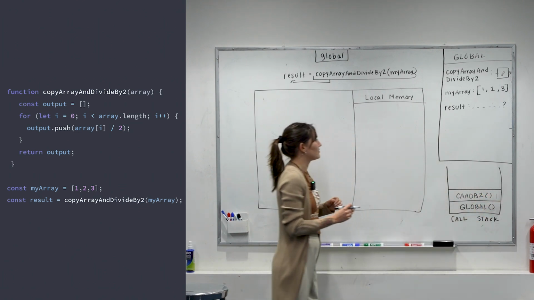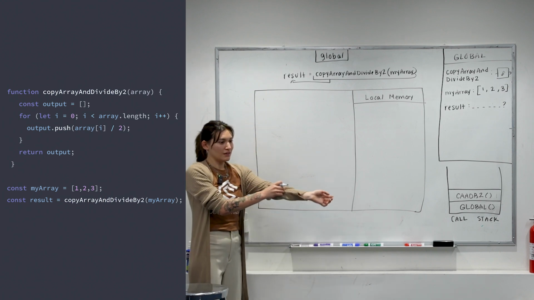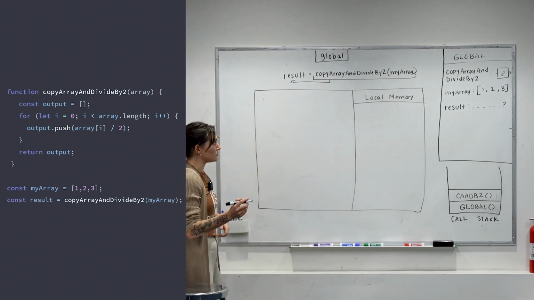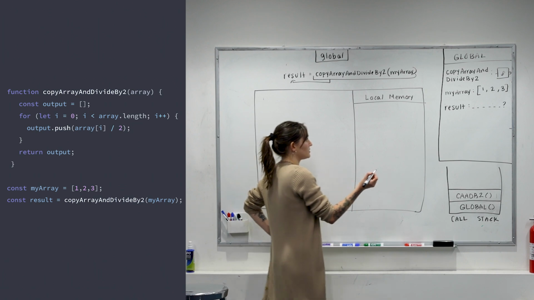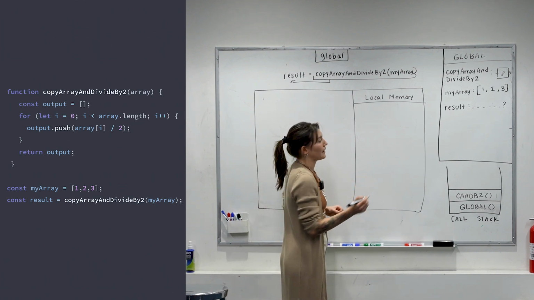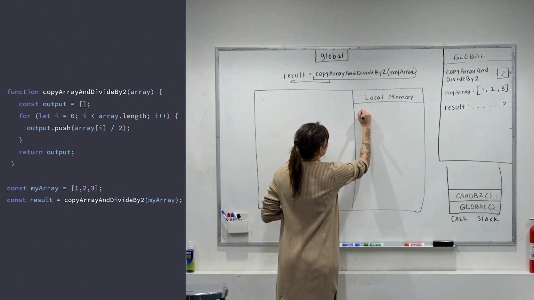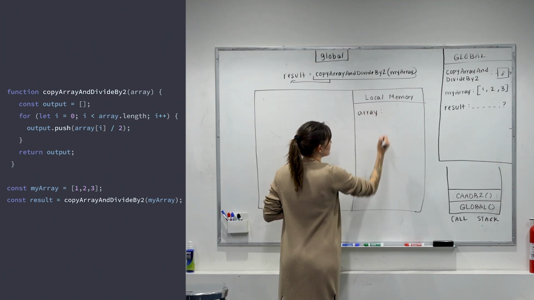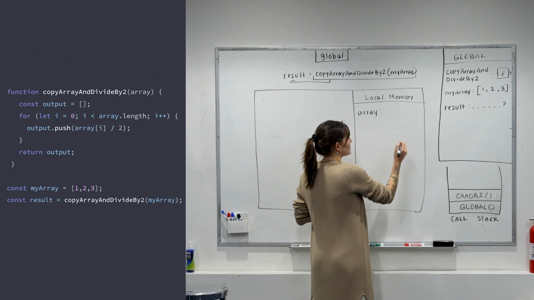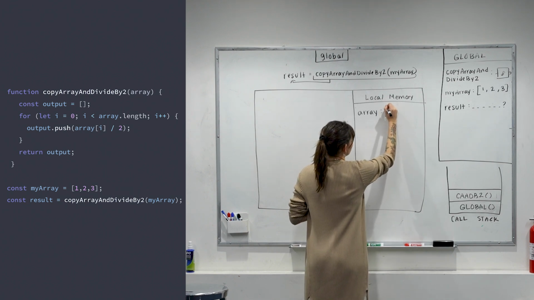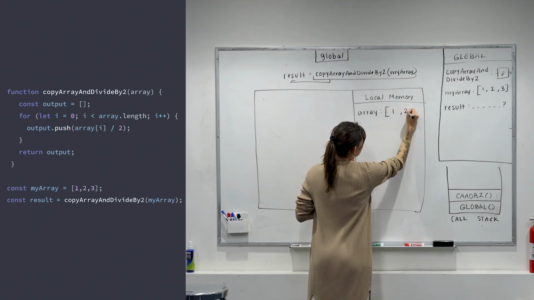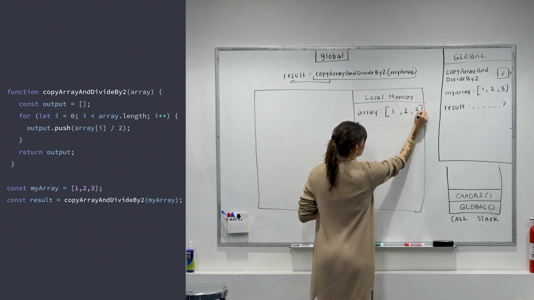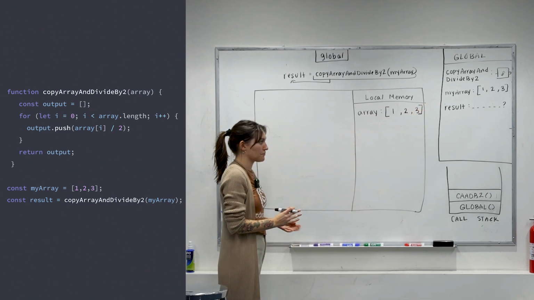All right, now what do we do? You're going to create those parameters and arguments. And what is the parameter? Parameter is array. Absolutely. And what is the argument? Argument is my array. So its value is going to be 1, 2, 3. Absolutely. 1, 2, and 3. Fantastic.